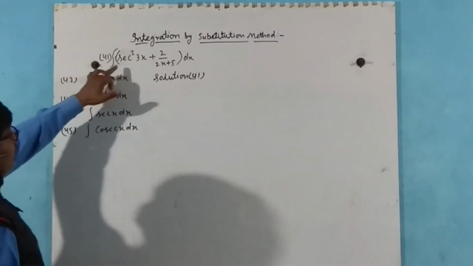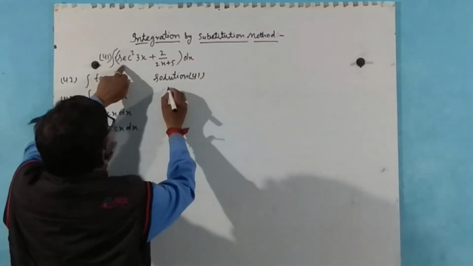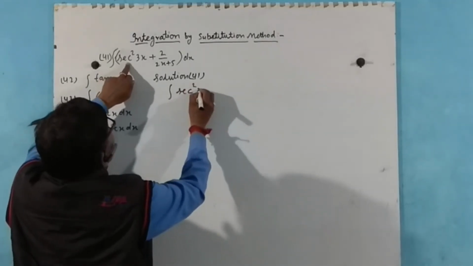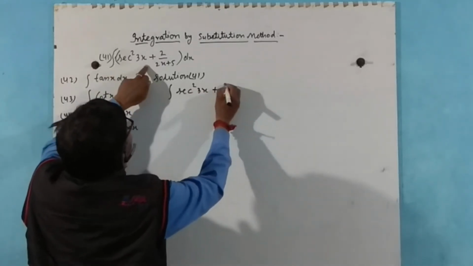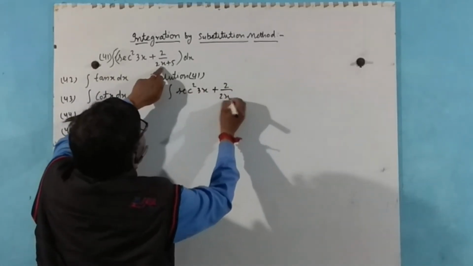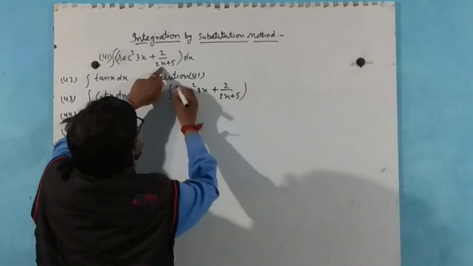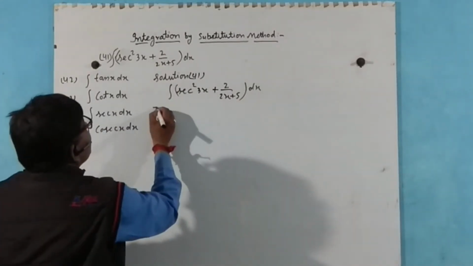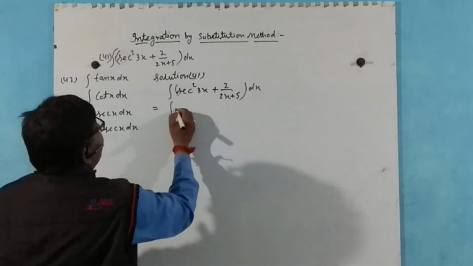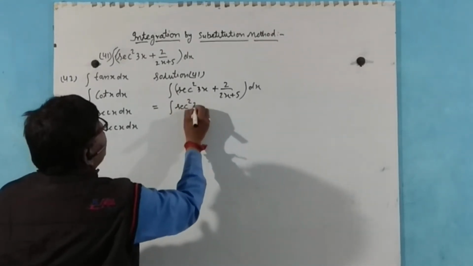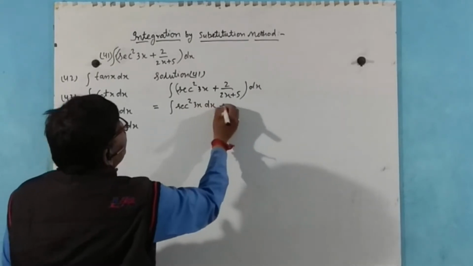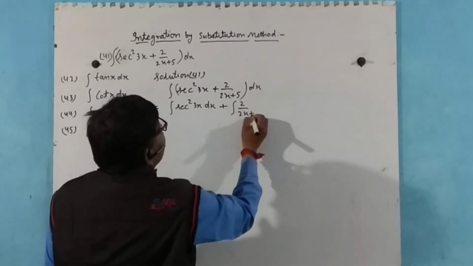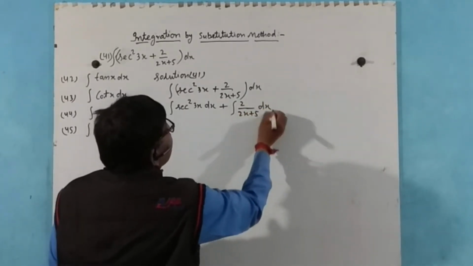Solution of 41: integration of sec square 3x plus 2 by 2x plus 5 dx. Now here, integration of sec square 3x dx plus integration of 2 by 2x plus 5 dx.